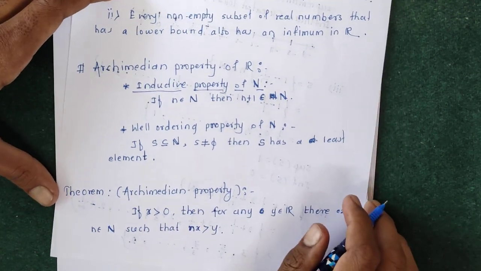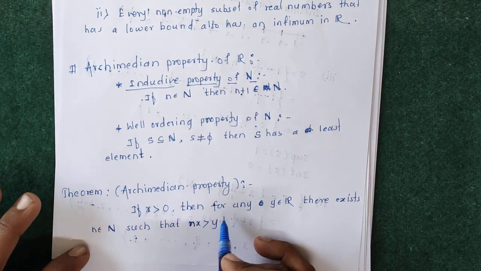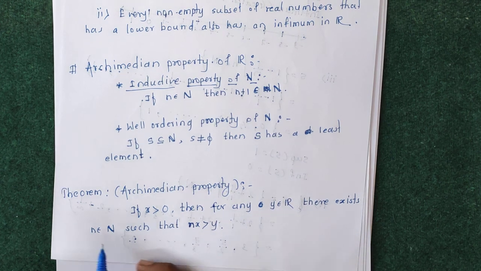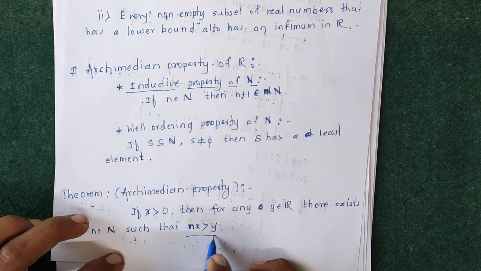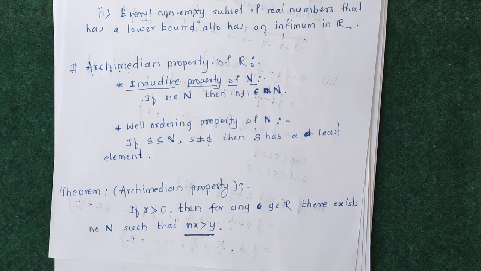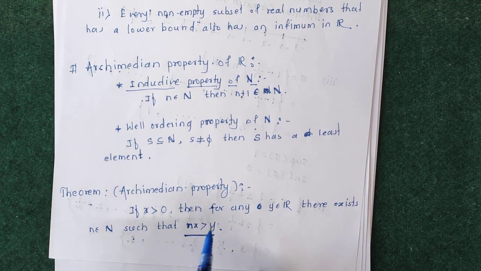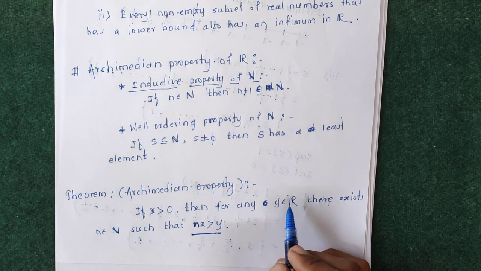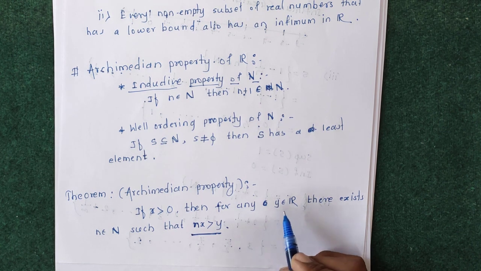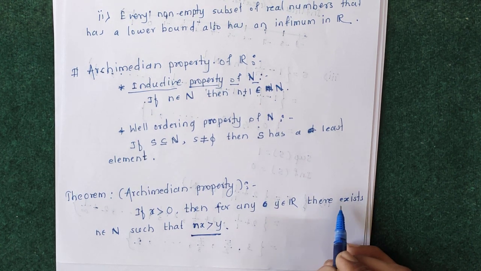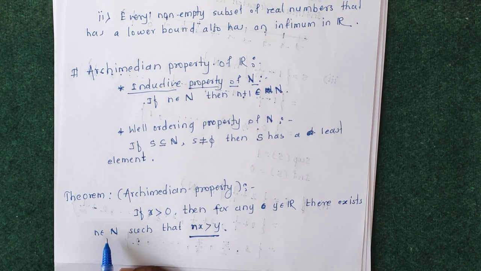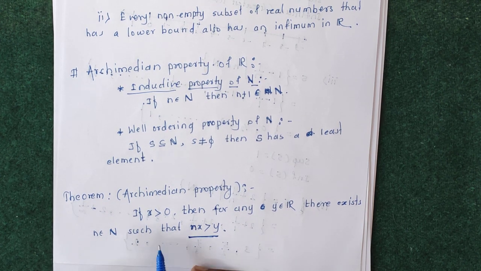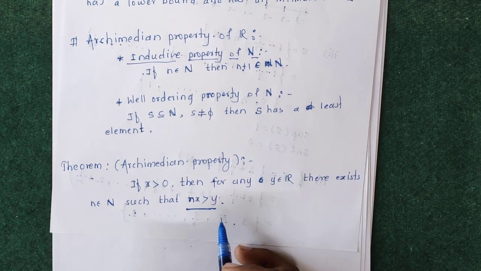If x is a positive real number, then for any real number y there exists a natural number n such that nx is greater than y. This is the statement of the Archimedean property. There is no condition on y: y is either a positive real number, or a negative number, or 0. If y is any real number, then there exists a natural number n. Natural numbers start from 1, 2, 3, 4. There exists a natural number n such that nx is greater than y.